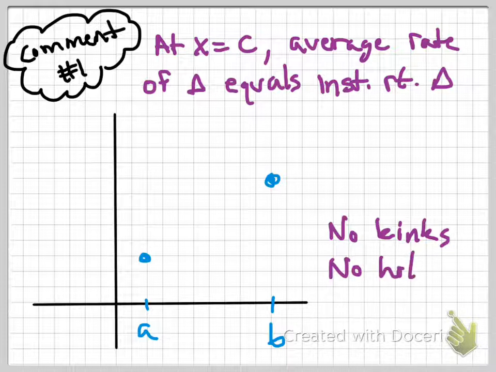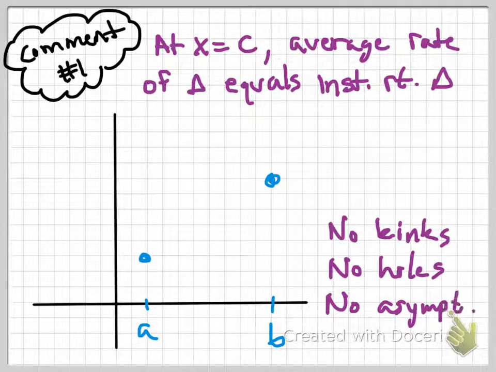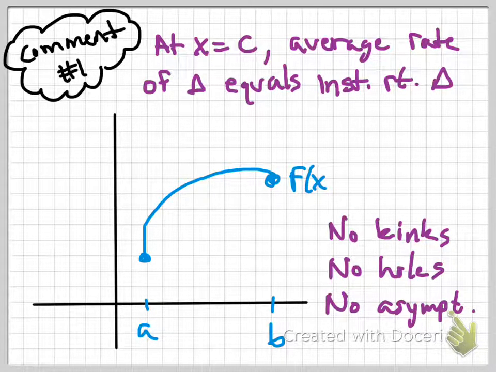So I'm going to write that down here. Nothing weird. No kinks, no holes, no asymptotes. So I'm going to connect this A to B with a graph that has no kinks, no holes, no asymptotes. So it can be anything I want to connect it with. So let's go for something really simple, just like a curve. And this is the graph of f of x.